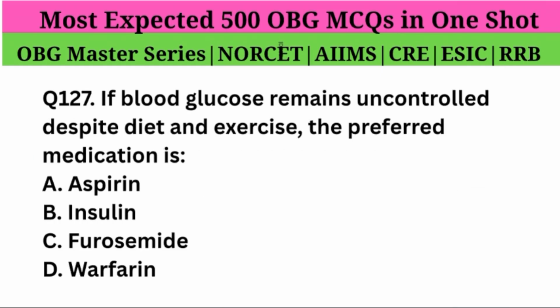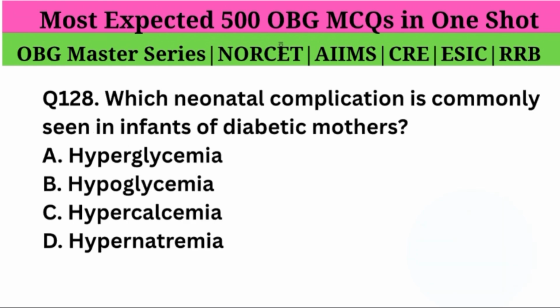Next question, if blood glucose remains uncontrolled despite diet and exercise, the preferred medication is? Your correct option is option B, insulin. Next question, which neonatal complication is most commonly seen in infants of diabetic mothers? Your correct option is option B, hypoglycemia.